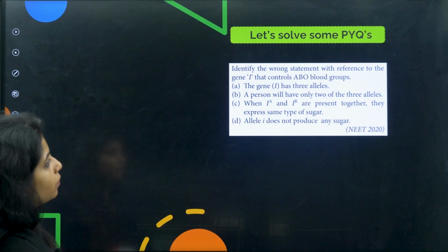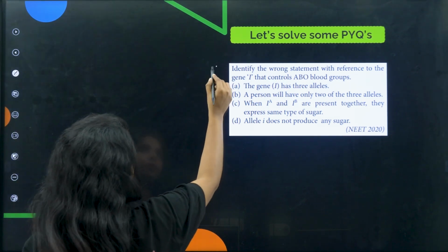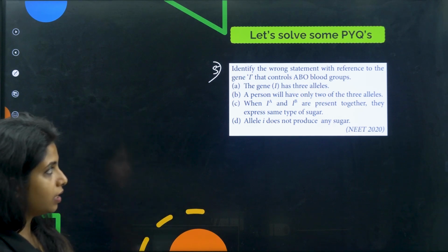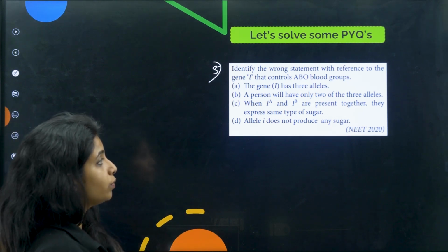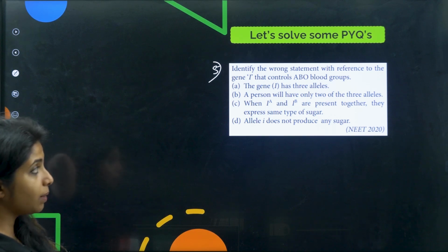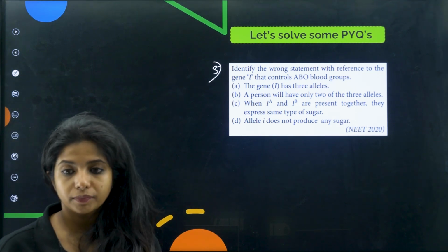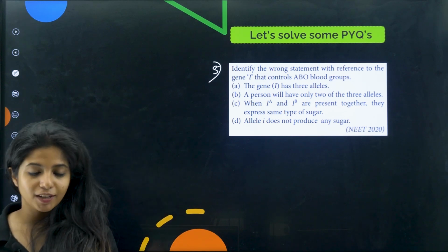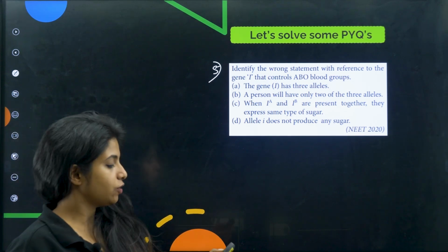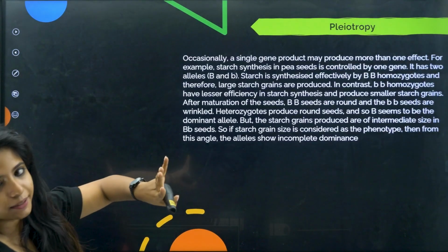Identify the wrong statement with reference to the gene I that controls AB blood group. Okay, the gene I has 3 alleles. A person will have only 2 of the 3 alleles. When IA and IB are present together, they express same type of sugar. Allele i does not produce any sugar. Okay, again, can you tell me the answer for the same? Can you solve directly from your NCERT? It's simple. I'll solve at the end.